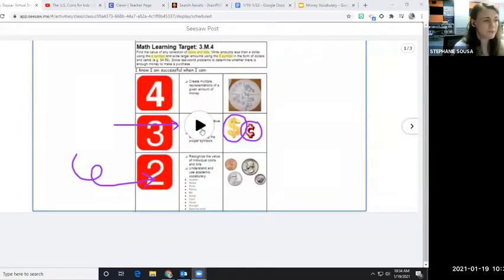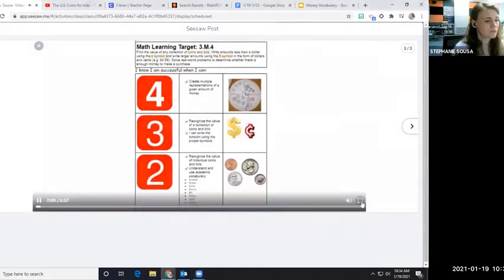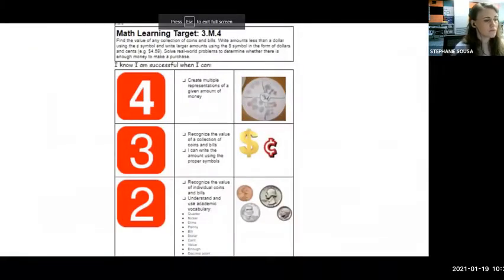All right. Because we have a new day, I want to make sure you are aware of your new goal for this topic. Here is the success criteria for this week's math. Find the value of any collection of coins and bills. Write amounts less than $1 using the cent symbol. And write larger amounts using the dollar symbol in the form of dollars and cents. Solve real-world problems to determine whether there is enough money to make a purchase.